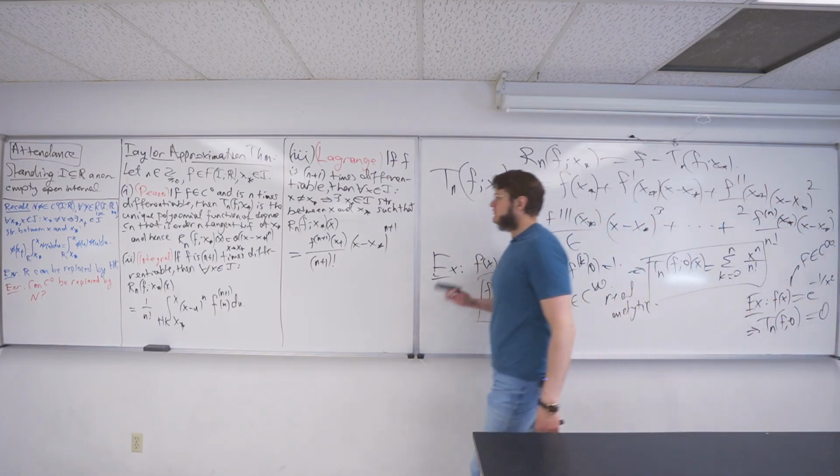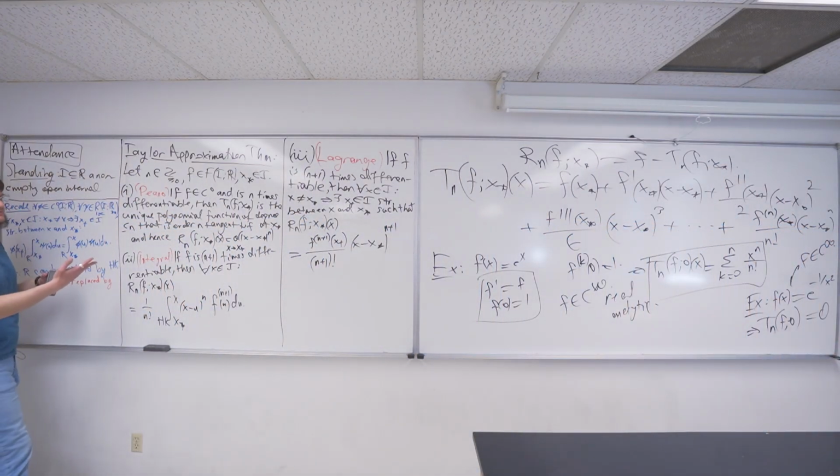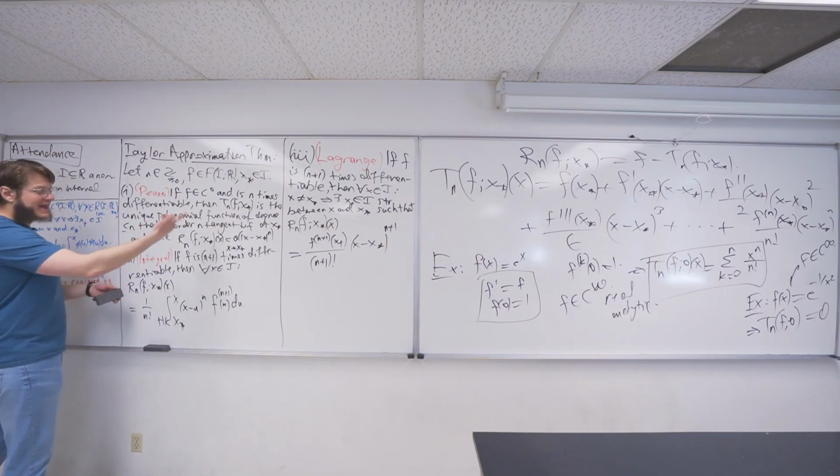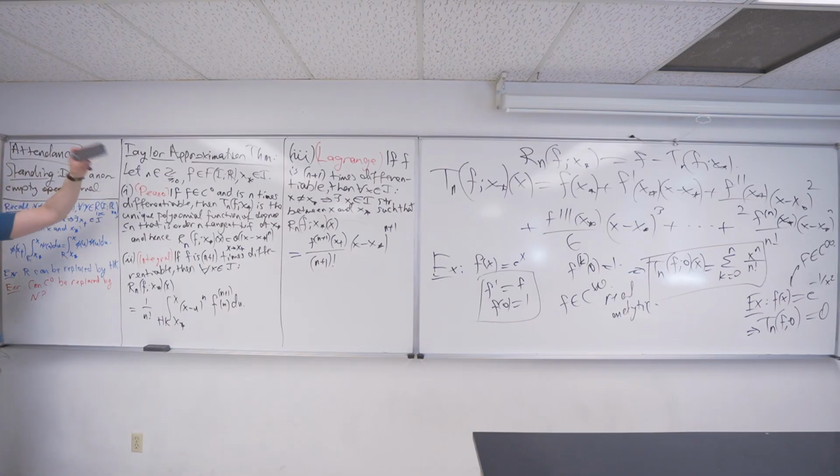And we kind of discussed all this stuff. What is the Peano form generalizing? It's generalizing basically the definition of continuity when n equals 0 or differentiability when n equals 1. Integral form generalizes FTC1. Lagrange form generalizes mean value theorem. Okay?